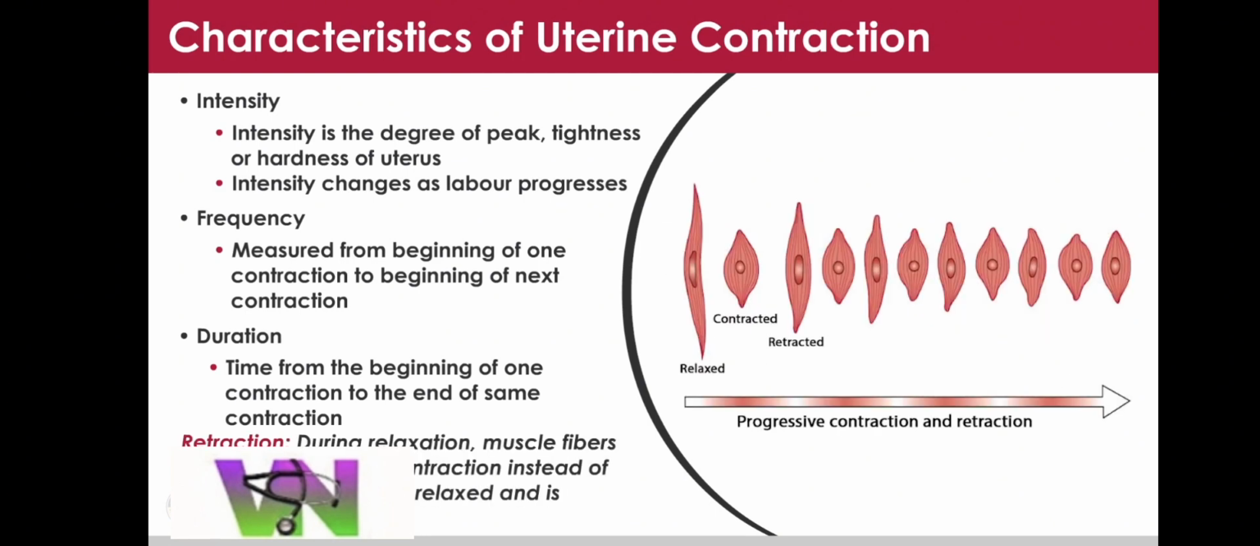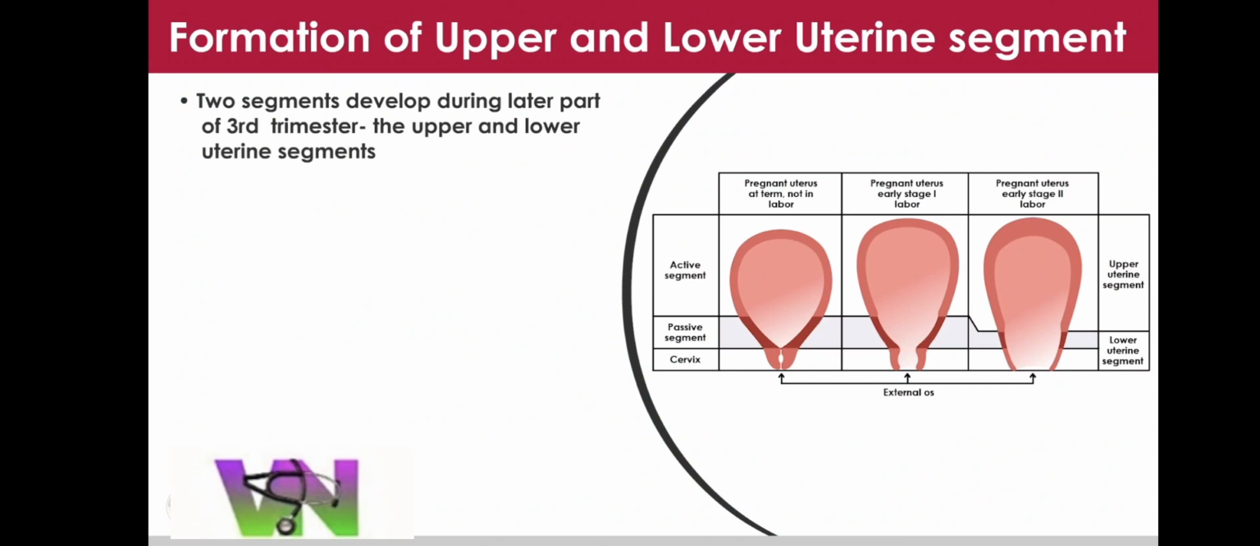Retraction. During relaxation, muscle fibers retain some tone of contraction instead of becoming completely relaxed, and this is termed retraction. Formation of upper and lower uterine segment. Two segments develop during the later part of the third trimester, the upper and lower uterine segments.